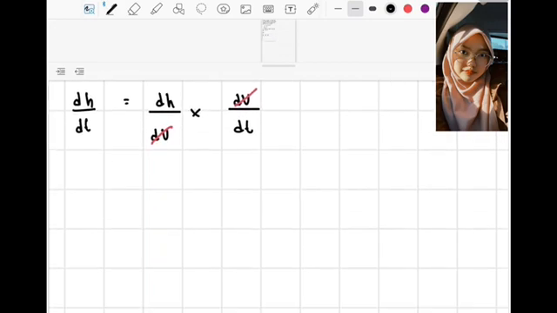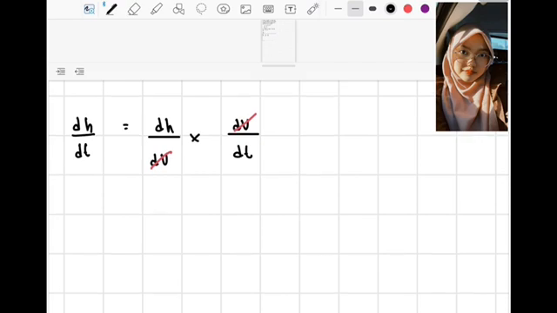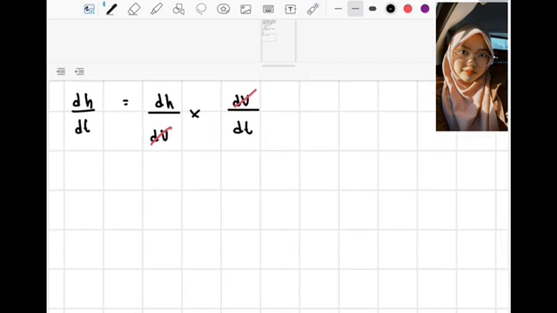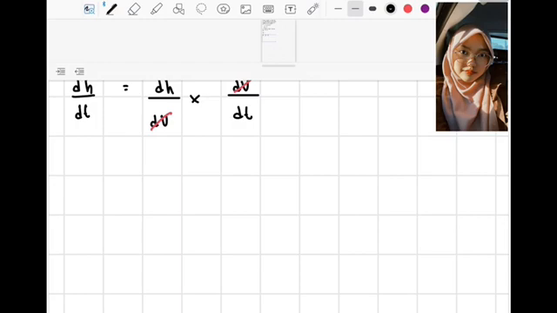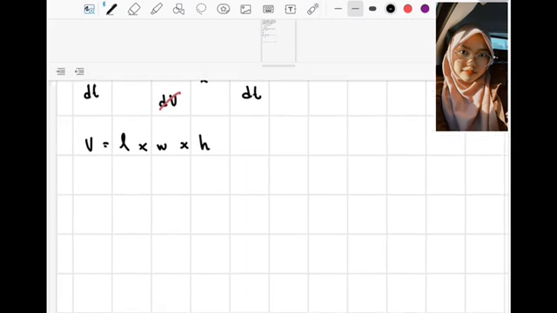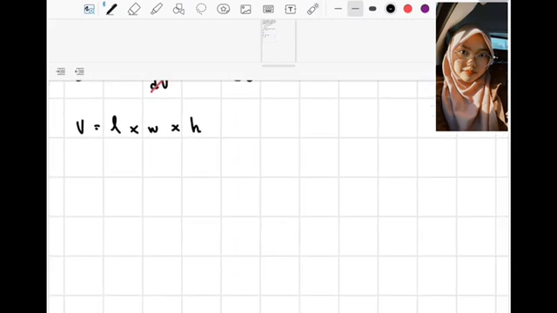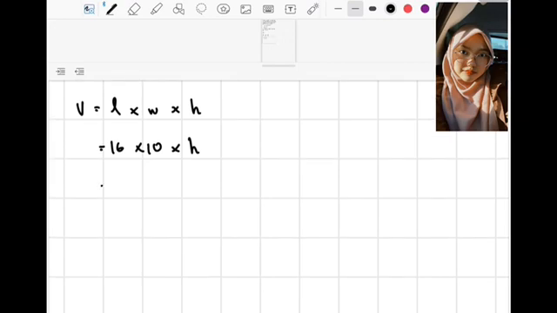After that, we first need to find the volume of the rectangular pool. The formula is length times width times height. Since the length and width are given, we just need to substitute them into the formula, which is 16 times 10 times h. We keep h since we want to relate V and h. So we get V equals 160h.